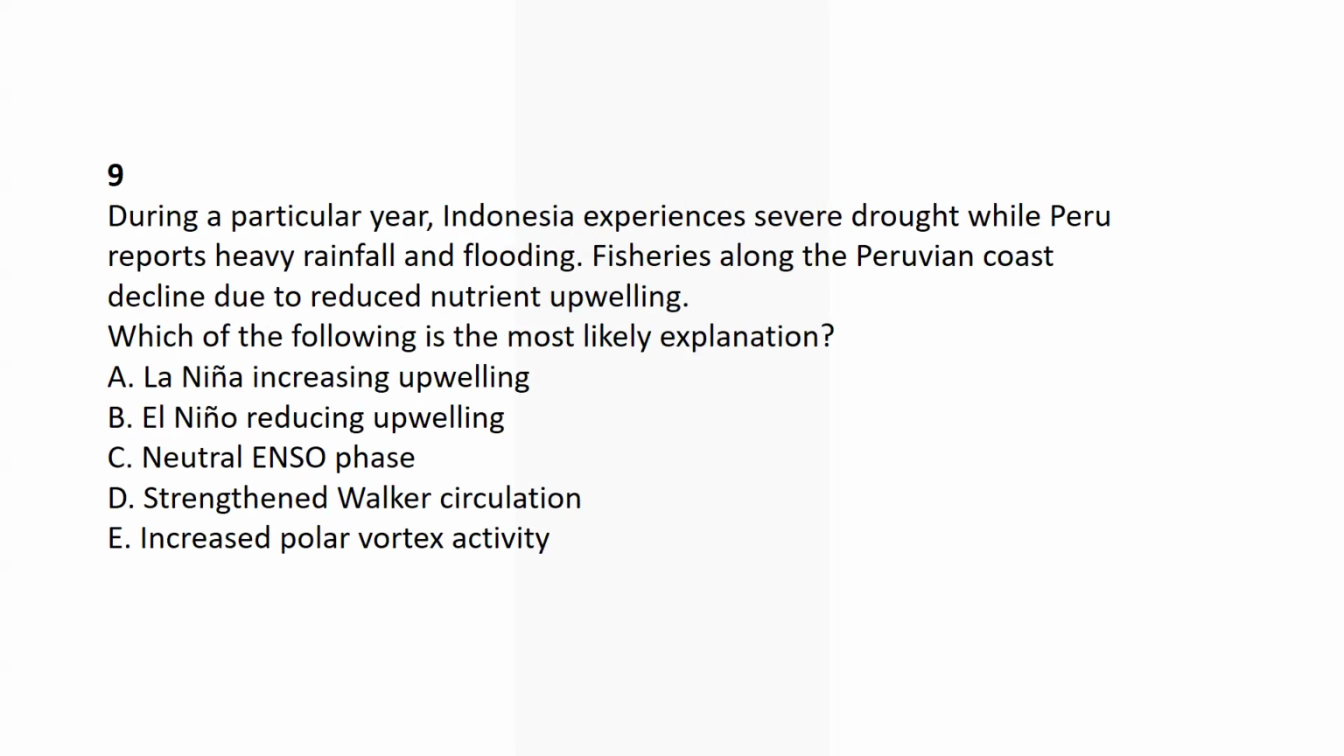Question number 9. During a particular year, Indonesia experiences severe drought, while Peru reports heavy rainfall and flooding. Fisheries along the Peruvian coast decline due to reduced nutrient upwelling. Which of the following is the most likely explanation? Option A, La Nina, increasing upwelling. Option B, El Nino, reducing upwelling. C, neutral ENSO phase. D, strengthened Walker circulation. And E, increased polar vortex activity.